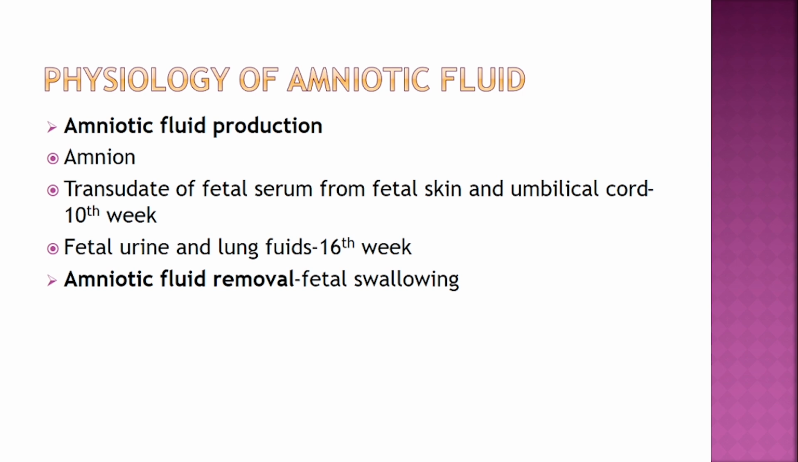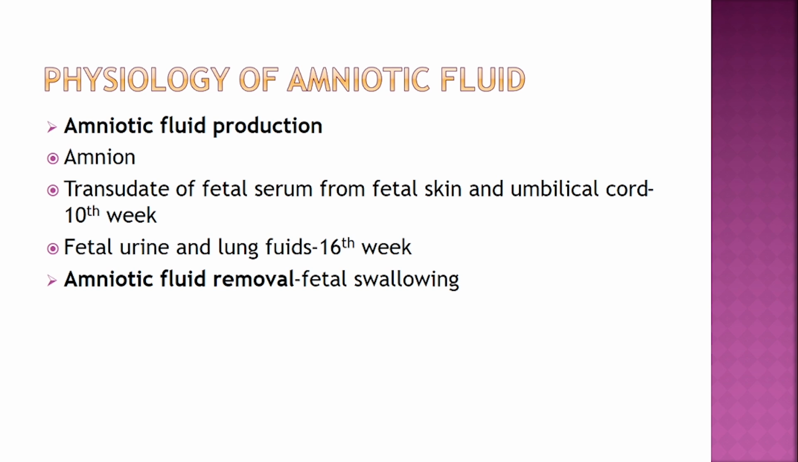Physiology of amniotic fluid. How do we get the amniotic fluid? Amniotic fluid is produced from transudate of fetal serum, from the fetal skin and umbilical cord, by the 10th week. Initially, it's just the transudate from the amnion. However, by the 16th week, the fetal urine will have taken over the production of amniotic fluid. So by the 16th week, amniotic fluid is mainly produced from fetal urine and lung fluids.